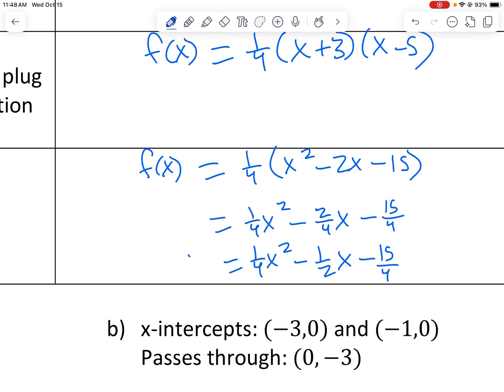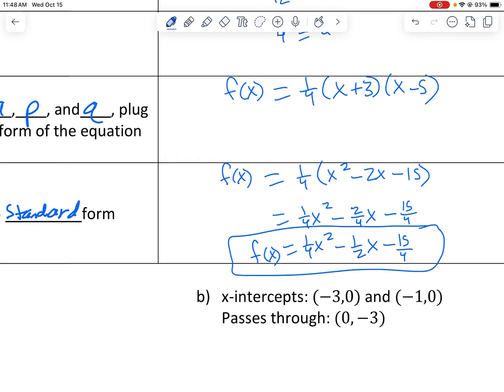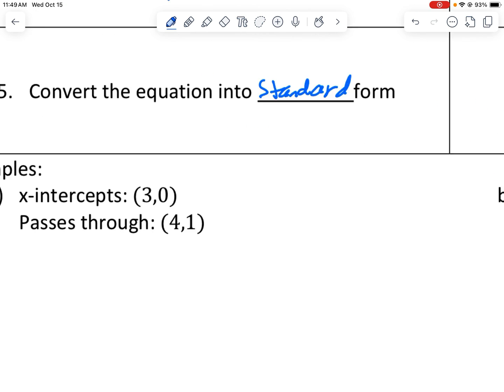And I am totally fine if you leave all your improper fractions. They're actually easier to deal with anyway. So we will leave it just like that. And our problem is done. It's now in standard form. Okay, so let's go through a couple other examples here so you can see it a few more times.